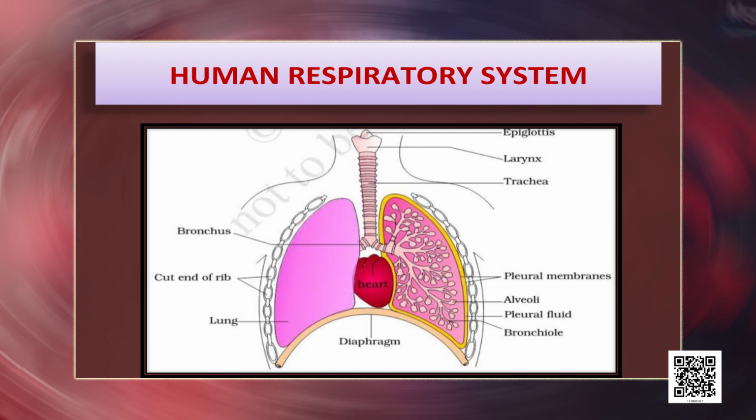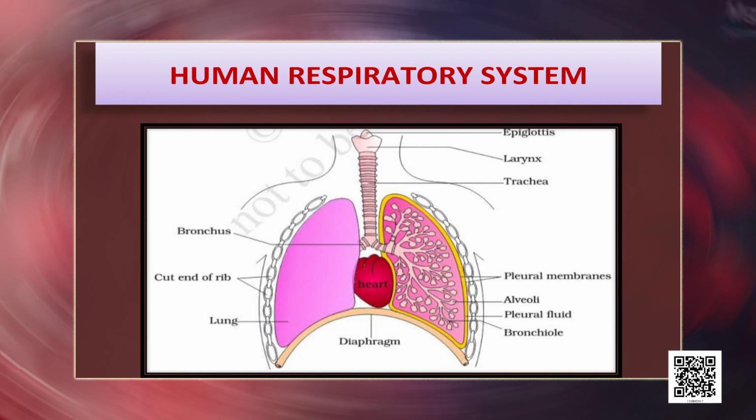Lungs are covered by a double layer membrane called pleura. The outer pleura covers the internal surface of the thoracic cavity and the inner pleura covers the lungs. In between both the pleural membranes, the pleural cavity is present, which contains pleural fluid secreted by the pleurae.